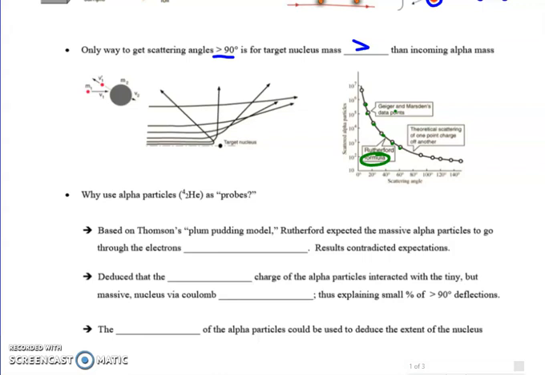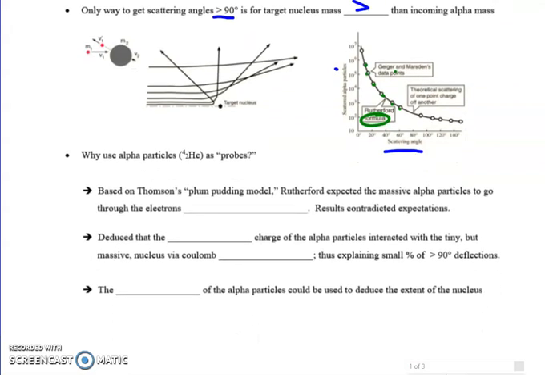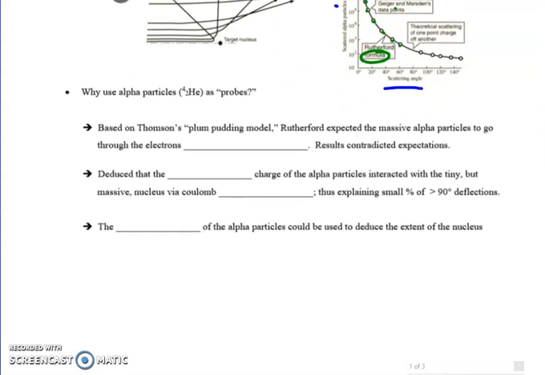And so what we notice from this, if this is the scattering angle there, is that the frequency with which it occurs, which is the y-axis, drops off probably exponentially, not necessarily an inverse relationship. So that reflects what we've talked about already. And so let's talk about why he used alpha particles as probes.